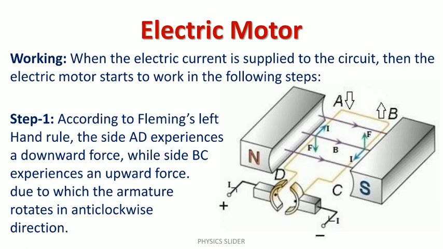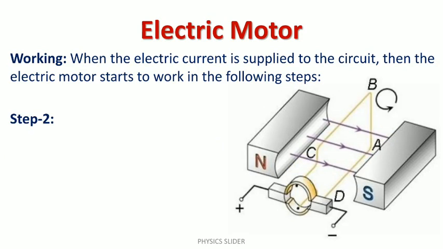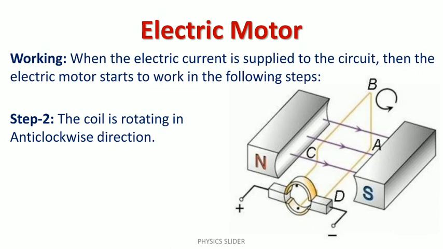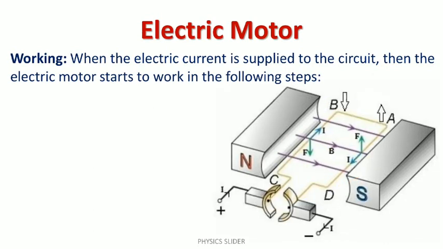Alright, now move to the second step. Watch here, step 2. So in this condition, you can see the side BC is in the topmost position, while the side AD is at the bottommost position, and these two split rings are adjusted like this. This is the intermediate position when the coil is rotating. So the coil is rotating in anti-clockwise direction in this position. Alright, moving to the next step.